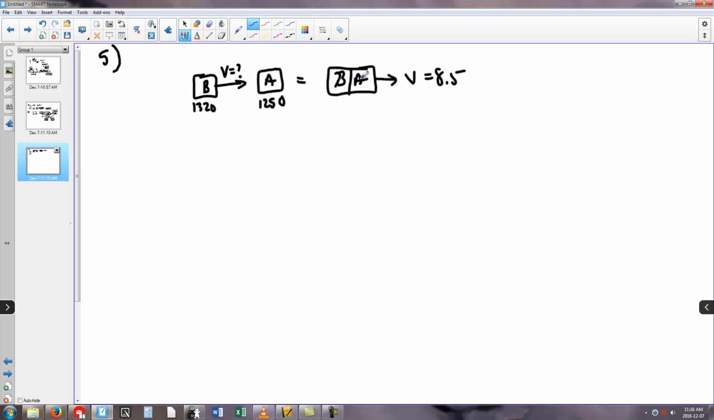And so this is a stick equation, an inelastic equation. We're just going to use momentum. The formula is MAVA1 plus MBVB1 equals MA plus MB V2.